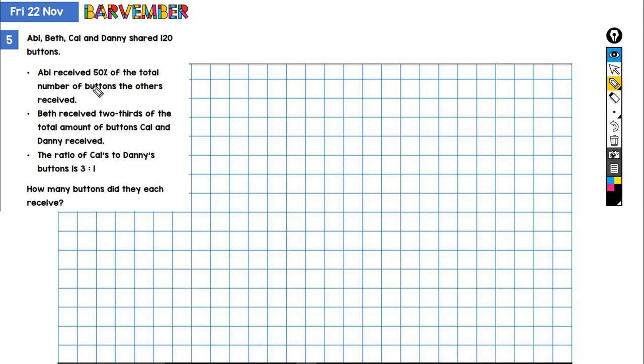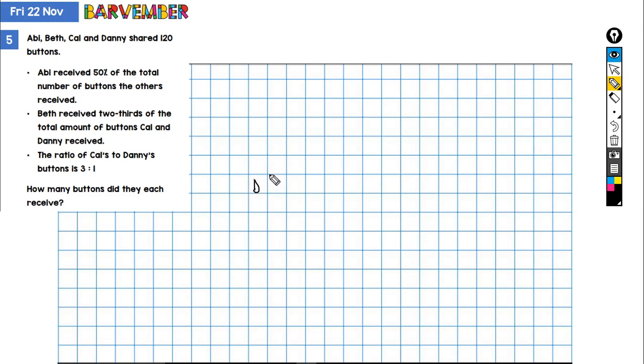Okay. So Abby received 50% of the total number of the buttons the others received. So we can't do Abby. We need to calculate the rest first. Beth receives 2/3 of Cal and Danny. So we need to start with Cal and Danny. And Cal has 3 times the amount that Danny has. So I'm actually going to start with Danny.